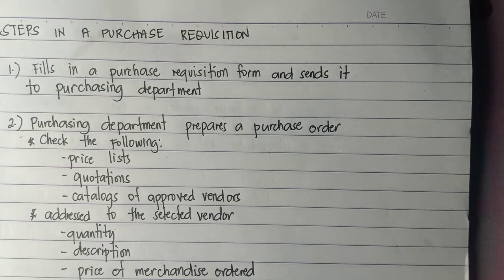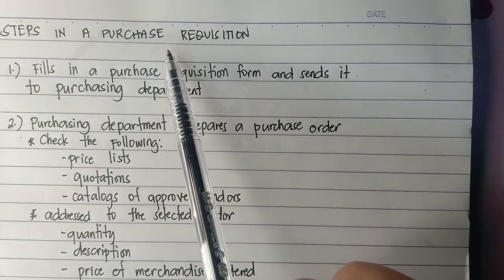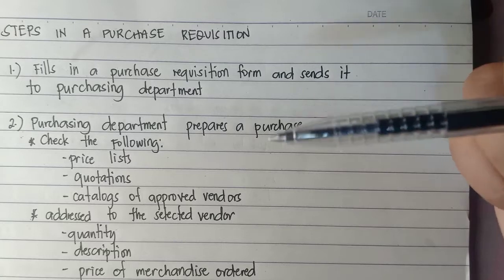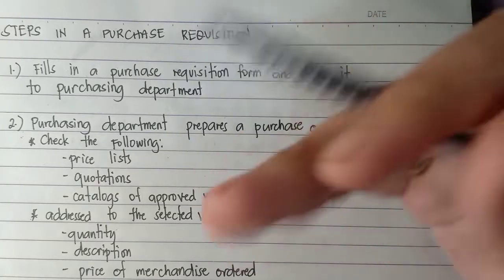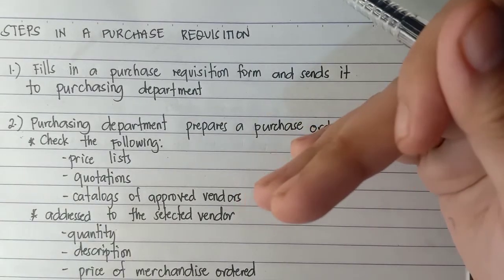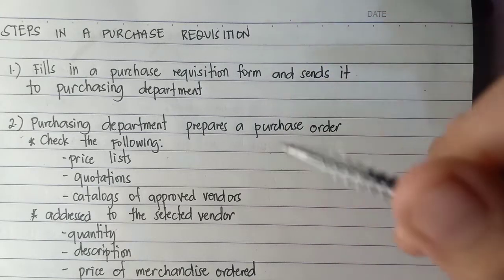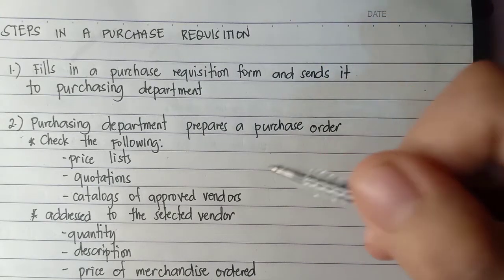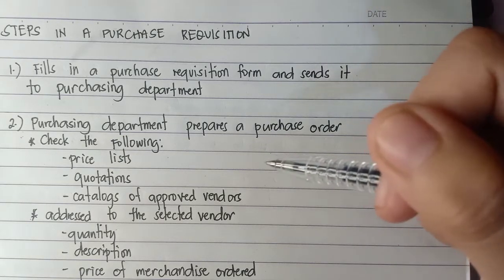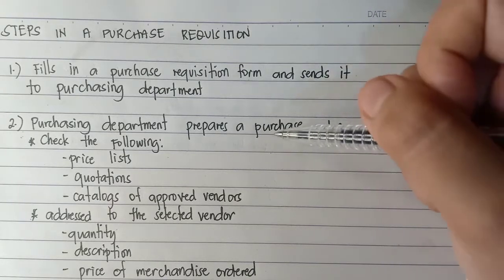For today's video, we will discuss the steps in a purchase requisition. So whenever a purchase or sale of merchandise occurs, the buyer and the seller should agree on the price of the merchandise. Diba? There is no sale or purchase if the seller and the buyer do not agree on the price. So, kailangan, the seller and the buyer should agree on the price of the merchandise.